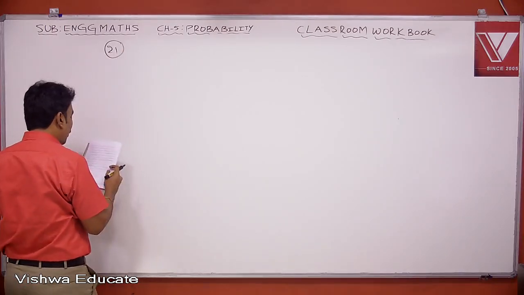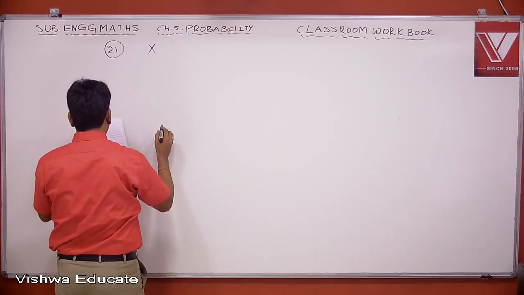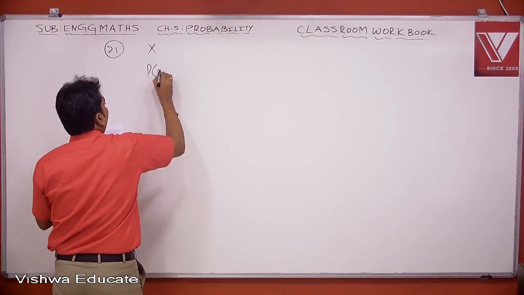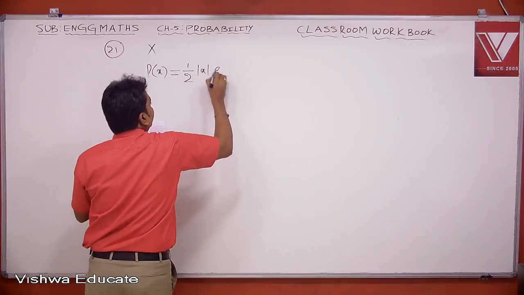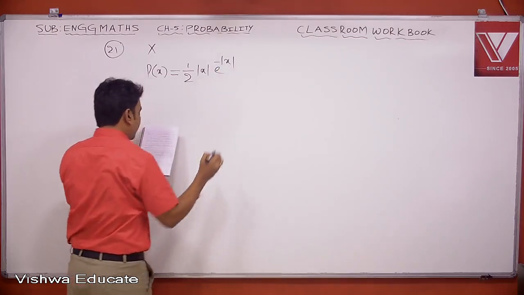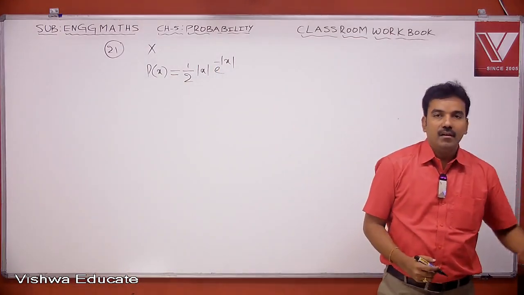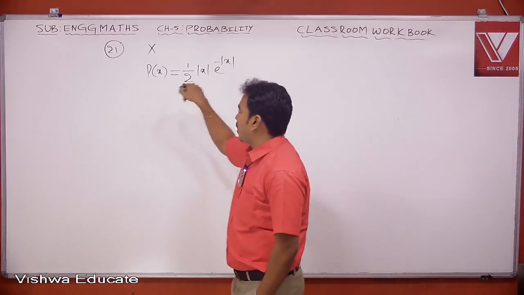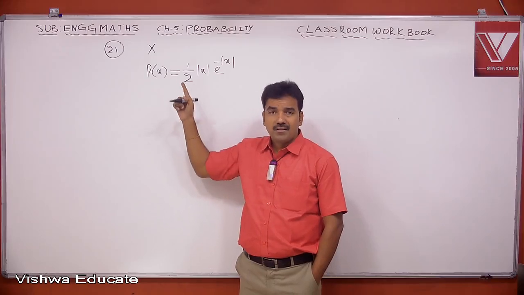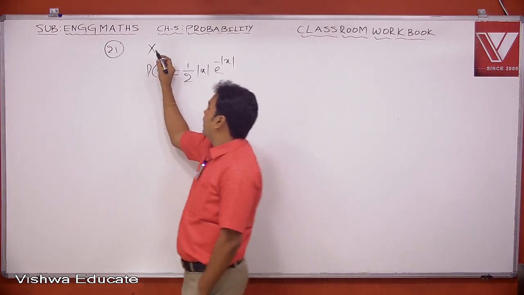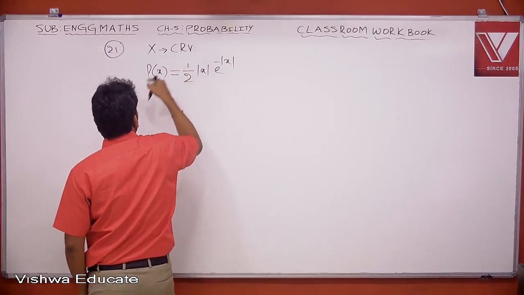The variance of a random variable x with a PDF p of x equal to half into mod x into e power minus mod x is blank. So here the PDF is given. We need to find the variance of this random variable. Ultimately, when the PDF is given as a function of x, this must be continuous. So here x is a continuous random variable. We need to find its variance.